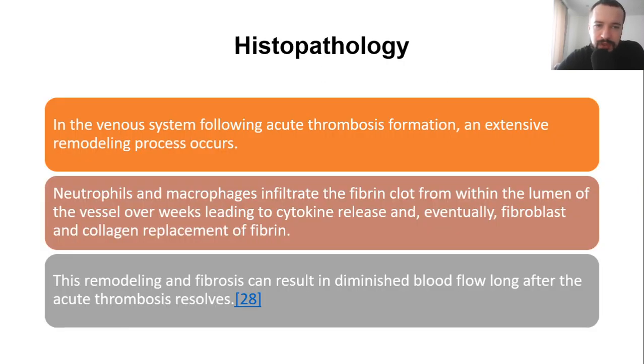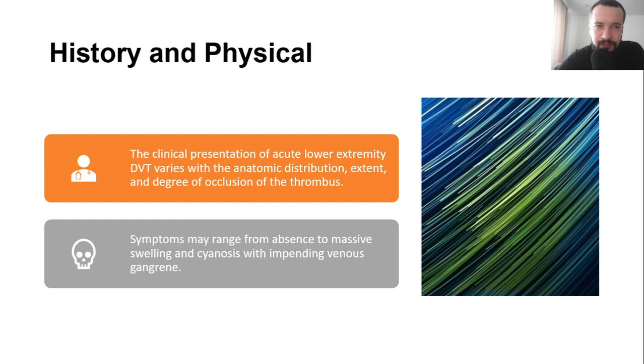Histopathology. In the venous system following acute thrombosis formation, an extensive remodeling process occurs. Neutrophils and macrophages infiltrate the fibrin clot from within the lumen of the vessel over weeks, leading to cytokine release and eventually fibroblast and collagen replacement of fibrin. This remodeling and fibrosis can result in diminished blood flow long after the acute thrombosis resolves.